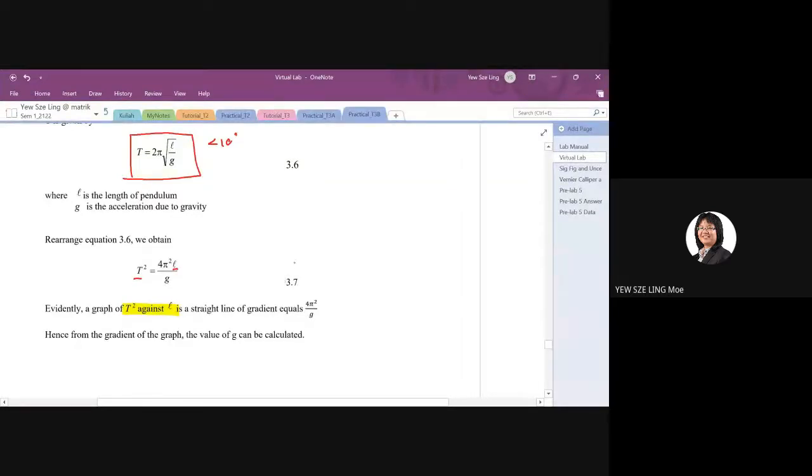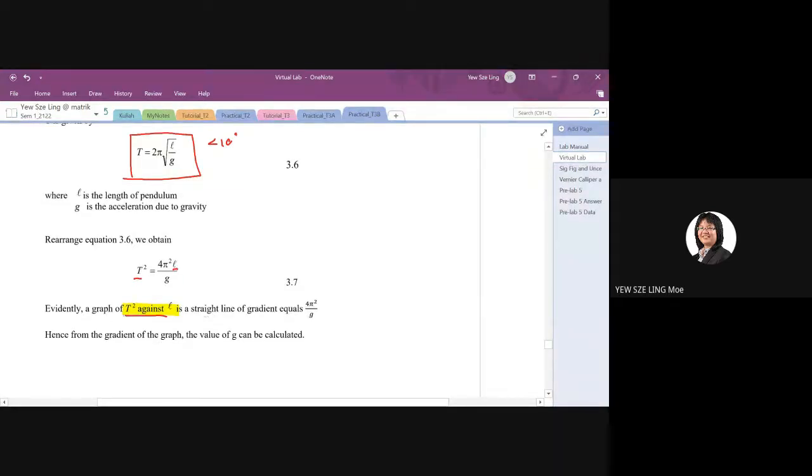This might happen in your actual report writing test, where it gives you equation 3.6, and you have to rearrange it to equation 3.7. I cannot guarantee whether it happens or not, because it's a brand new experiment. What I can do right now is tell you the possibility. You might get an equation like 3.6, but you yourself need to rearrange it into 3.7 based on the graph that it asks you to sketch.